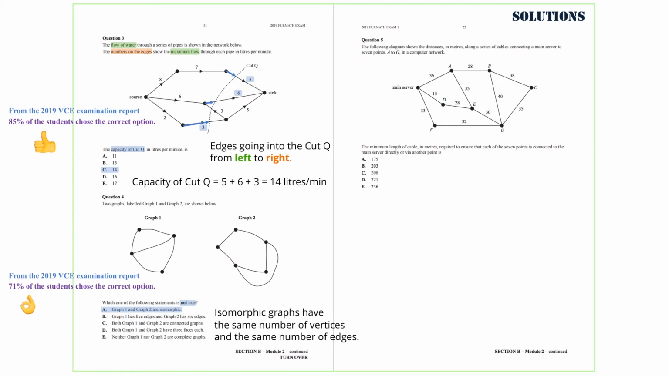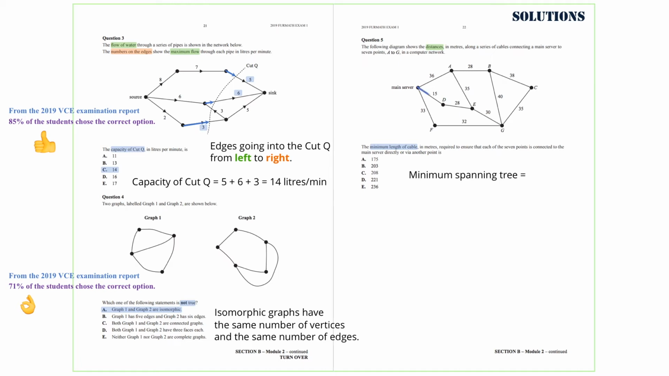Question 5. The following diagram shows the distances in meters along a series of cables connecting a main server to 7 points, A to G, in a computer network. The question is asking for the minimum length of cable in meters required to ensure that each of the 7 points is connected to the main server directly or via another point. In other words, we are looking for the minimum spanning tree.